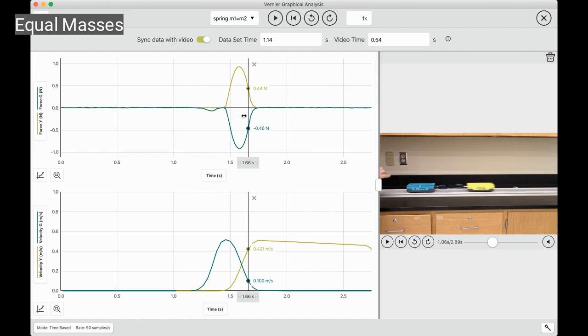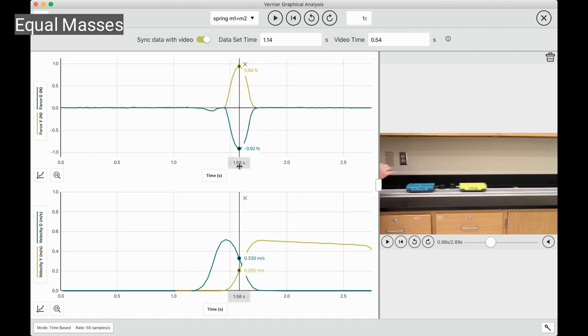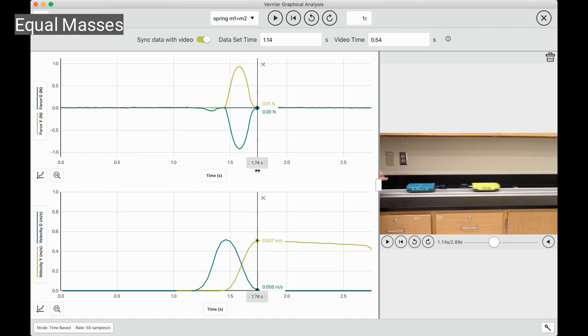And while that is happening, you see that the start of the collision occurs when the first cart, the bluish green cart, is going the fastest. And then as that goes on, right around the time that they are essentially equal speed, the force starts to diminish. And then at the end of it, they're back to the original.